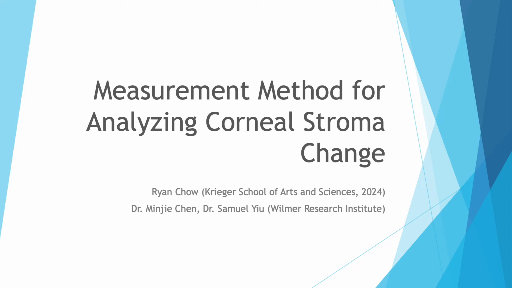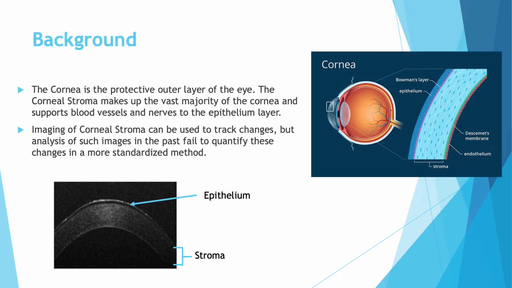Hi, my name is Ryan Chow, and my presentation is on the measurement method for analyzing corneal stroma change. The cornea is the protective outer layer of the eye. The corneal stroma makes up the vast majority of the cornea and supports blood vessels and nerves to the epithelium layer. On the right, we have a diagram with a cornea labeled. The thickest layer, which is also the light blue layer, is the stroma.